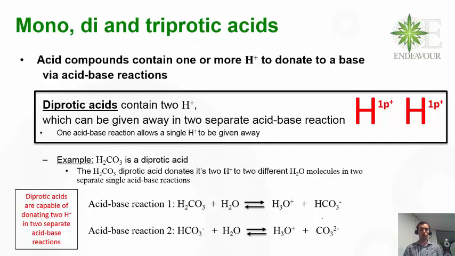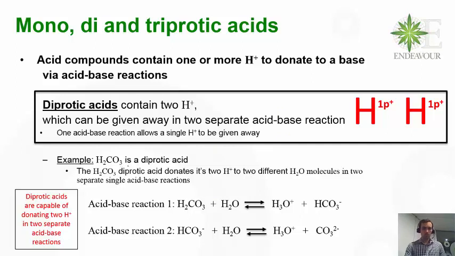Di meaning two, it's got two H+ which can be given away via acid-base reactions. But the key here is that each time the acid gives away an H+, it needs a separate acid-base reaction. So in theory, to give away both of its H+, the diprotic acid will need to give away a single H+ in two separate acid-base reactions. The example of the diprotic acid we have here is carbonic acid, H2CO3.